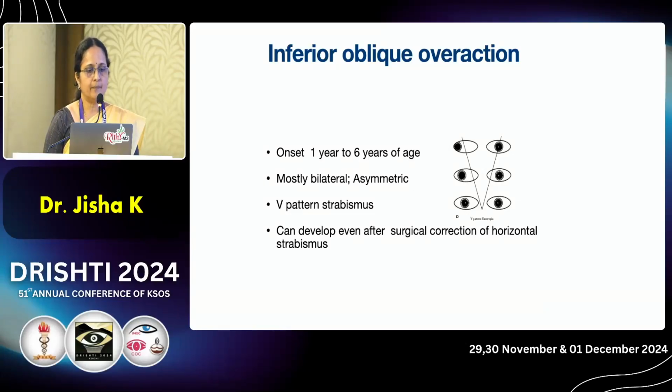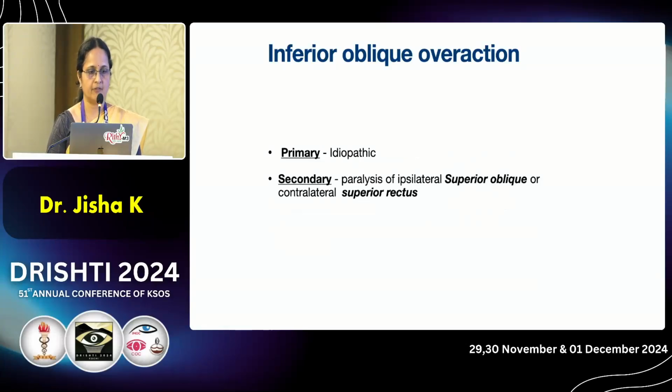It is mostly bilateral, though it can be asymmetric. And the horizontal strabismus changes in the pattern of V pattern strabismus, that means more divergence in upgaze. The most important factor is that even if you operate on the horizontal strabismus for infantile esotropia before the age of 1 year, the inferior oblique overaction can have a later presentation. So it is better to include that in your consent form and make the parents aware.